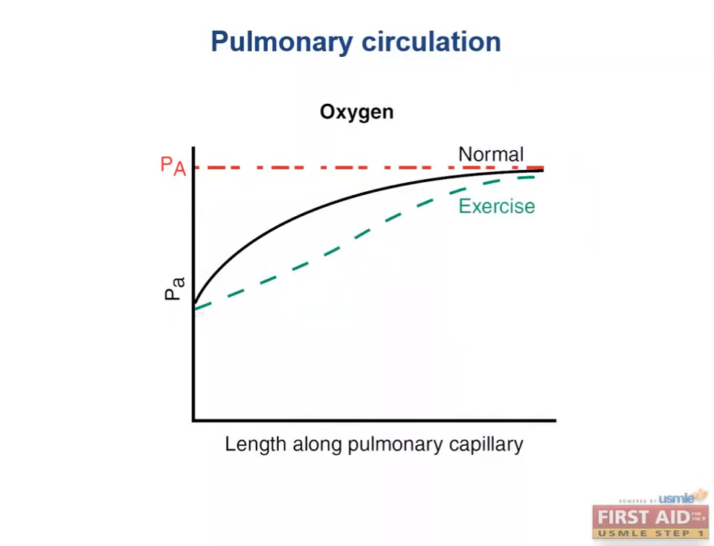You can see the same concepts here with oxygen. In exercise, the equilibration occurs late along the length of the pulmonary capillary. So what's going on? The heart is pumping, and the velocity of the blood is increased through the capillary bed, so there's less time for the oxygen to equilibrate.